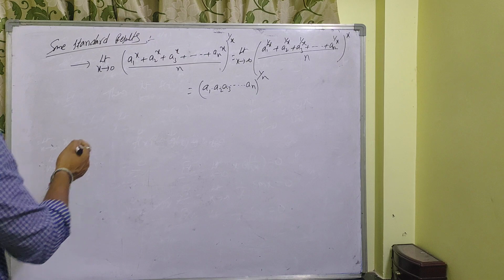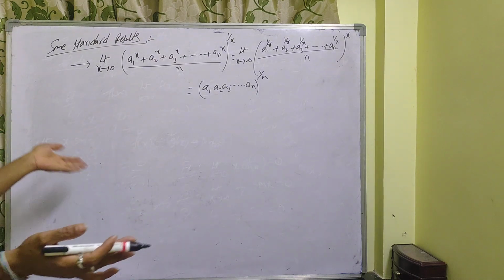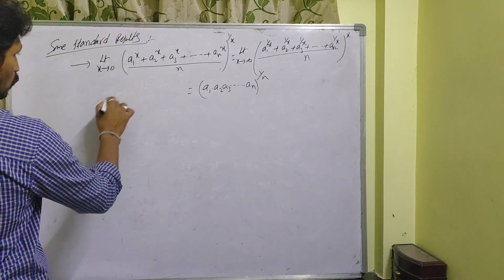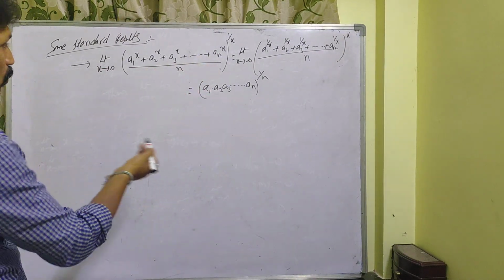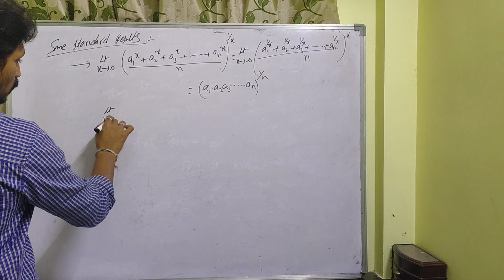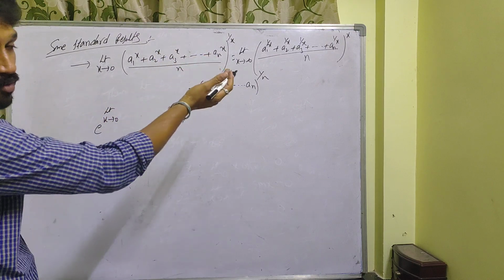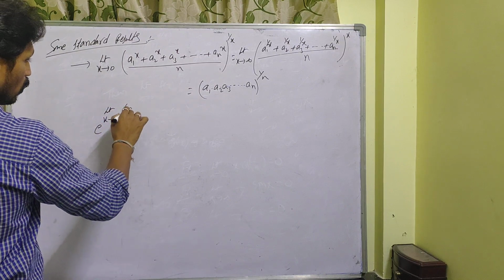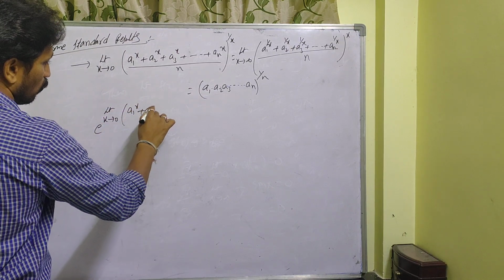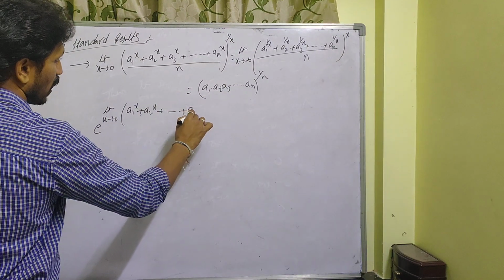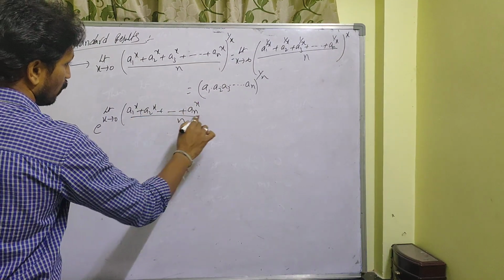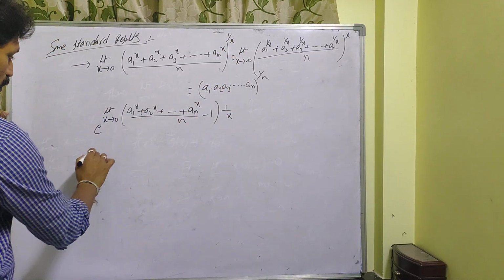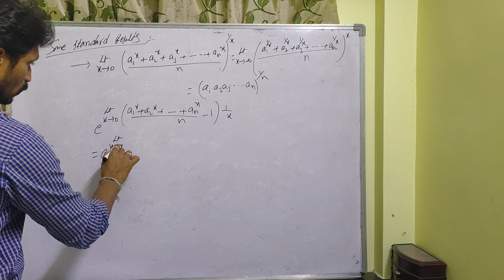If you want to see the proof, actually no need of proof, you know very well. If you want, take here. As it is a 1 power infinity form, what you have to do? Limit x tends to 0, e power. Whenever it is in the form of 1 power infinity, apply the procedure: e power limit x tends to 0 of (a1 power x plus a2 power x plus and so on plus an power x) by n, minus 1, into 1 by x. This is for g of x, you write 1 by x.